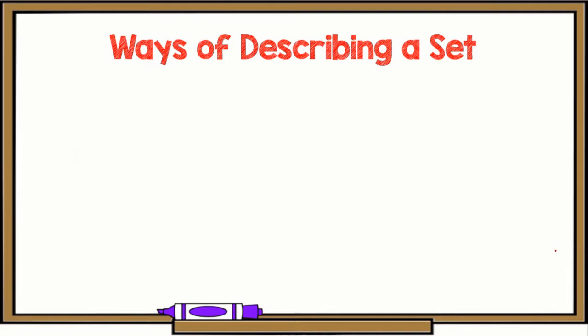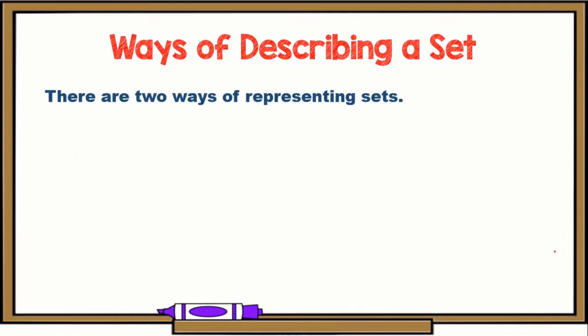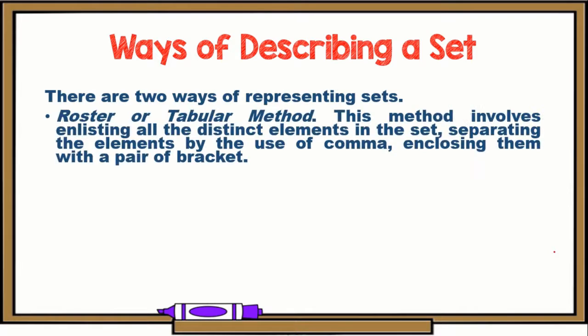Now let's go to the ways of describing a set. There are two ways of representing sets. First is the roster or tabular method. This method involves enlisting all the distinct elements in the set, separating the elements by the use of comma, and then closing them with a pair of brackets.